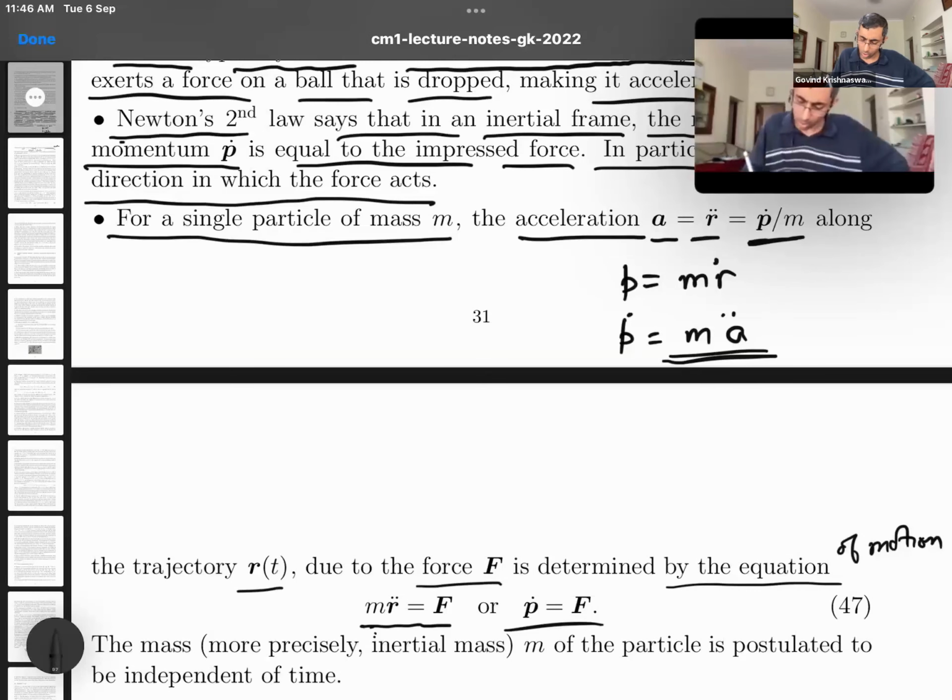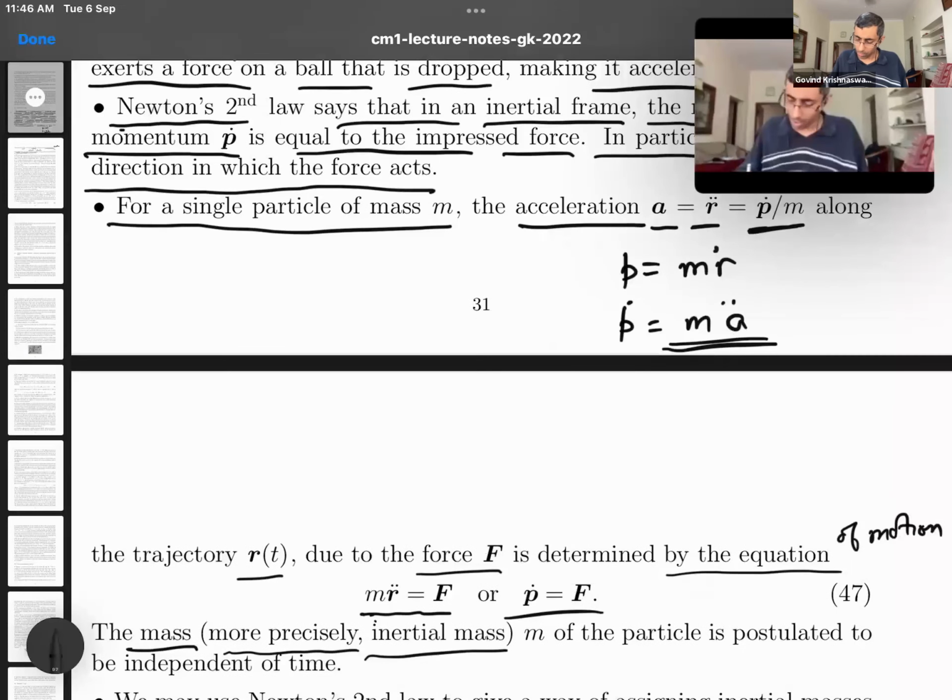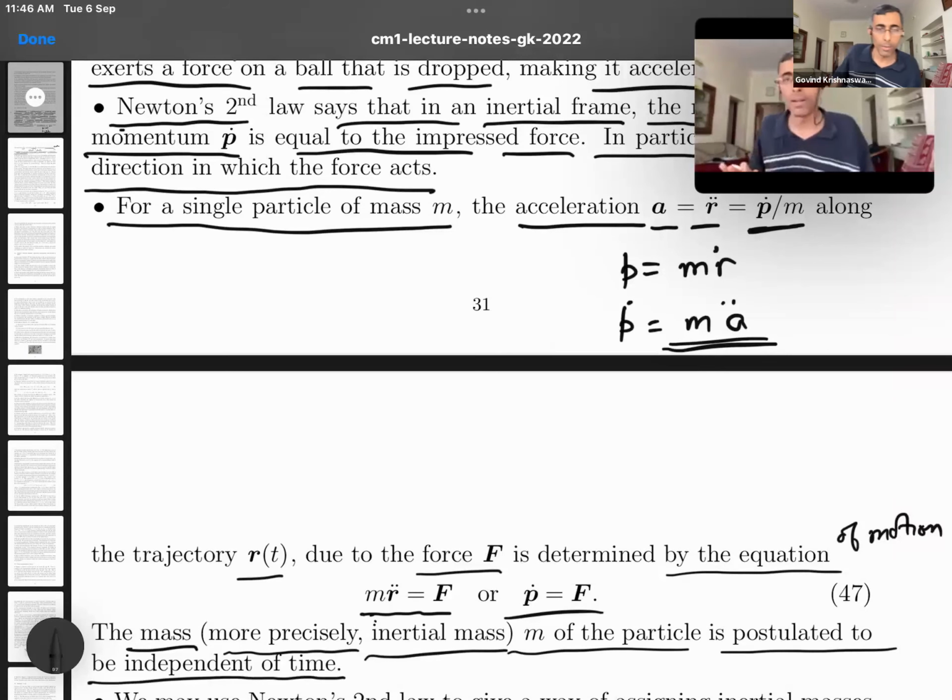Here we have introduced a quantity called m, which is more precisely called the inertial mass. I will explain the reason for that name. So m is the inertial mass of the particle. It is postulated to be independent of time. So the mass of a particle is independent of time, and it has certain properties. I will discuss those properties, but I think that needs to be done next time. I'm out of time now. So any questions about what we have said so far today?